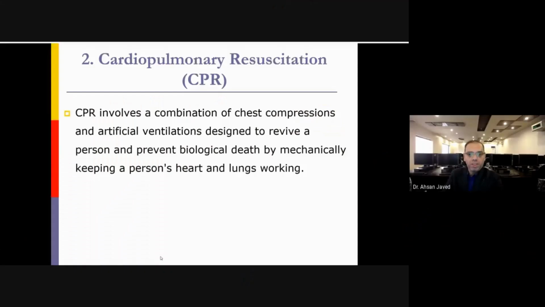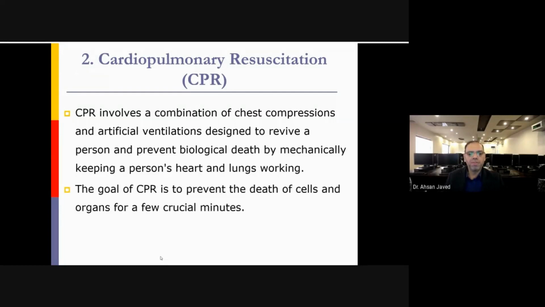Save the life of the person who is not breathing, because that person is having 0% oxygen, and through rescue breathing you are giving about 16% oxygen through your exhaled air, which is still sufficient to save the life of that person. The goal of CPR is to prevent biological death and reverse clinical death, and that too for a few crucial minutes, because it cannot be done for a longer duration.